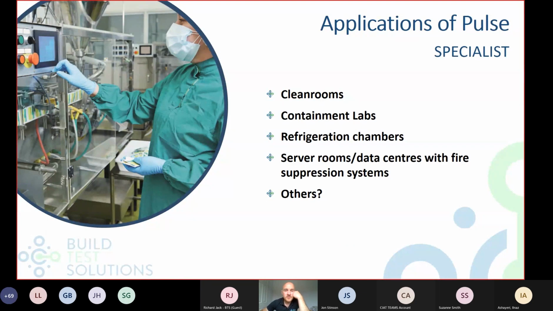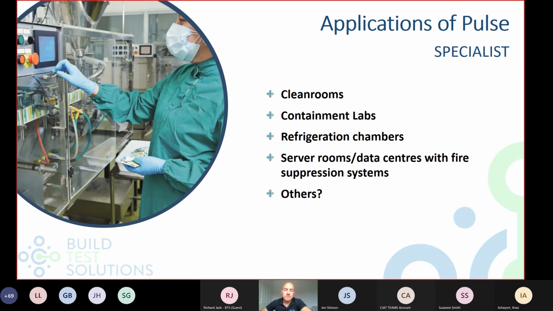For some of you in the audience, these specialist applications might be of interest. So we've got a few use cases across these bullets, but huge more that can be done. So looking at Pulse for testing of clean rooms, containment labs, refrigeration chambers, server rooms, data centers with fire suppression systems. There's a whole host of areas. One that's particularly interested me, and we've not yet had time to explore it with anyone, is also testing at a room level.